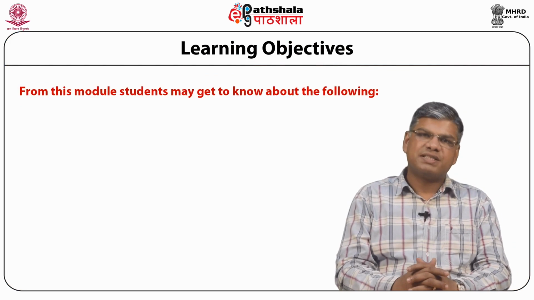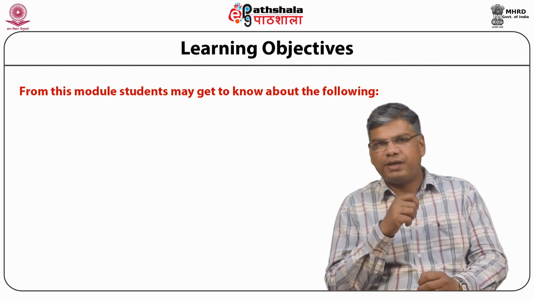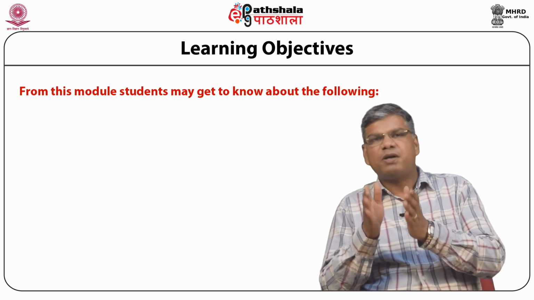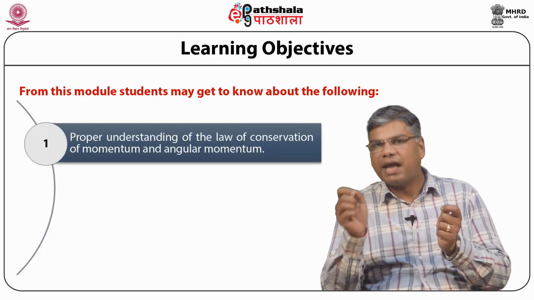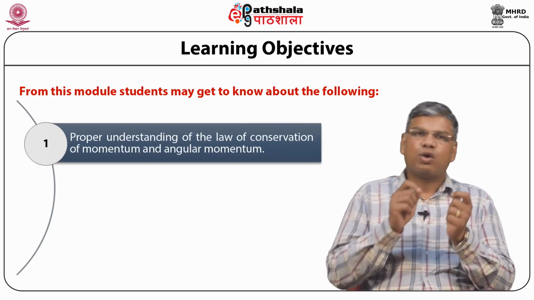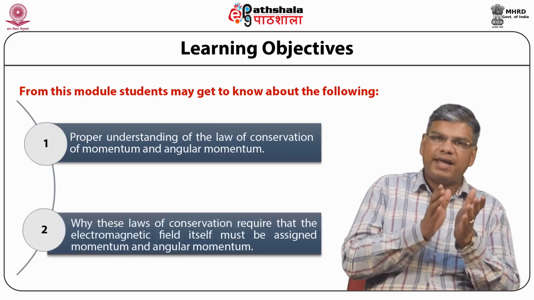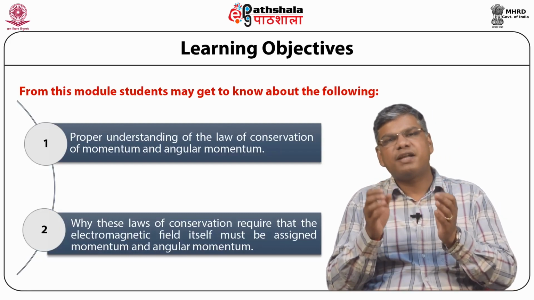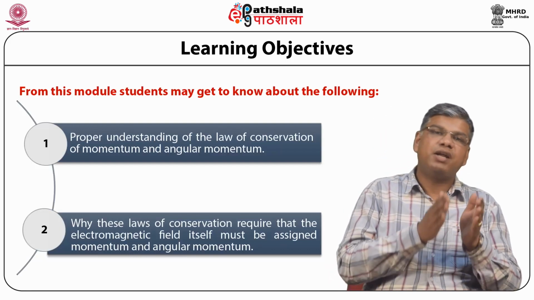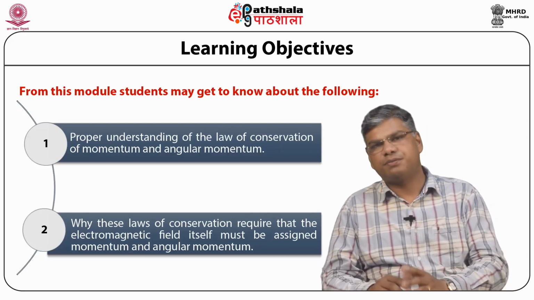Today, we are going to discuss the module Conservation Laws 2 from the paper Electromagnetic Theory. In this module, you will get to know the following. Firstly, you will develop a proper understanding of the law of conservation of momentum and angular momentum. Then, you will also understand why these laws of conservation require that the electromagnetic field itself must be assigned momentum and angular momentum.